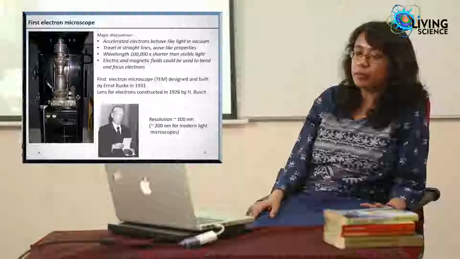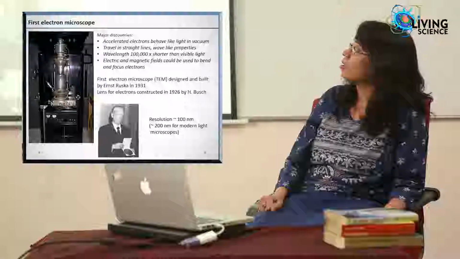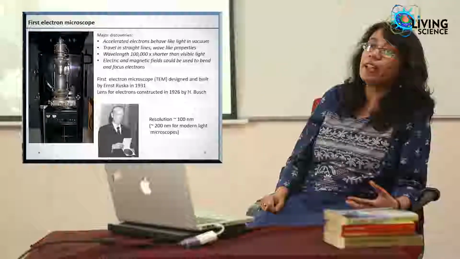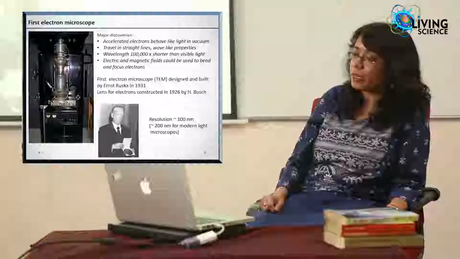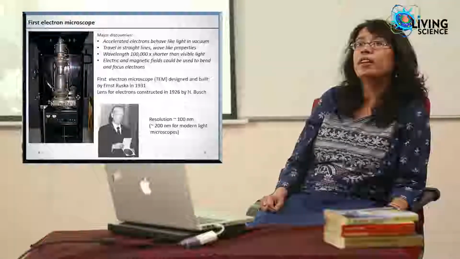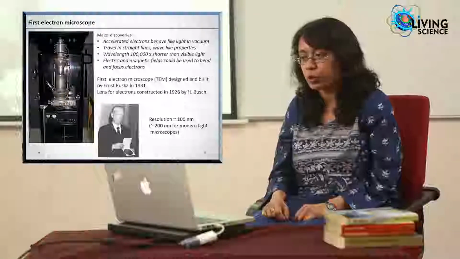And the features of the electron microscope, as you can see, this is the first microscope that was built. The principles are based on some fundamental tenets of physics, like accelerated electrons behave like light in vacuum. But their wavelength is much shorter than that of visible light, and they travel in straight lines, they have wave-like properties, etc., which are all the principles which went into designing the first electron microscope.